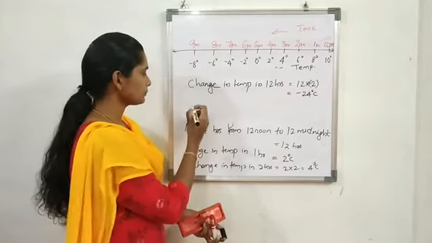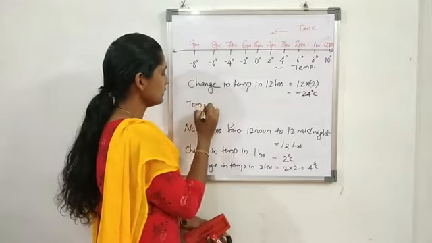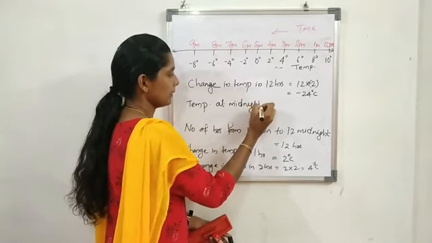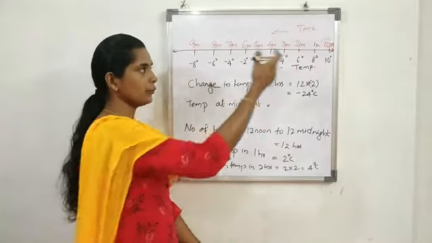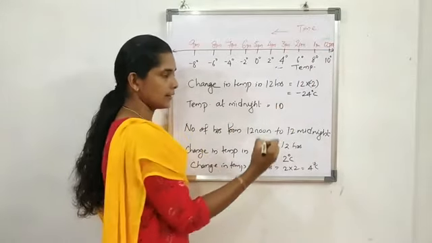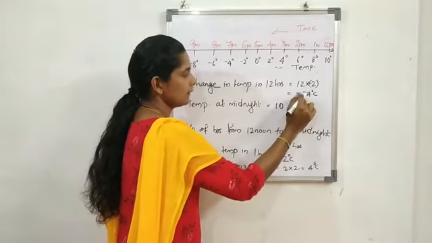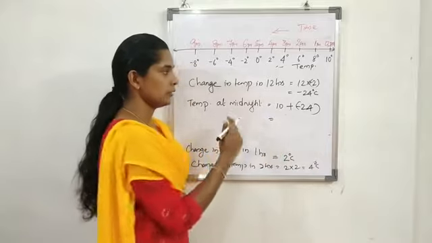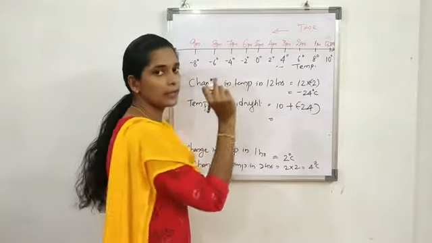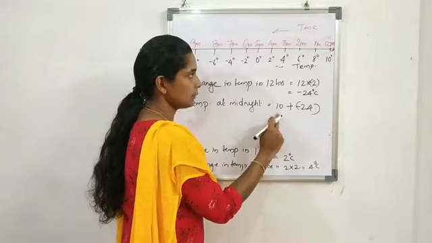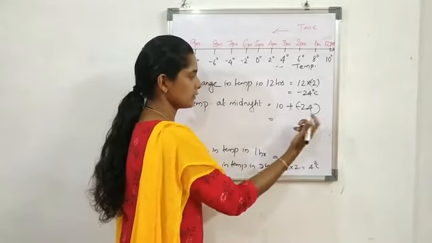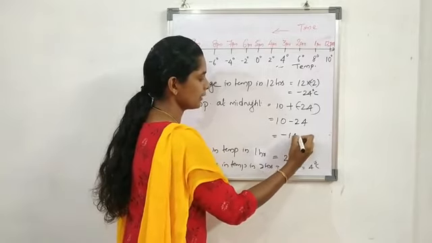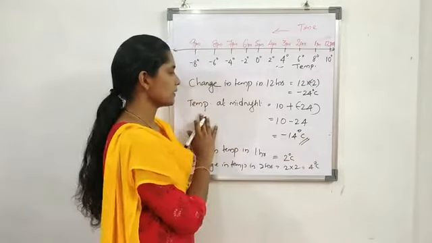Then we have to find the actual temperature at midnight, 12 o'clock. Okay. Temperature at midnight. First you know at noon it is 10 plus the change, minus 24. We have to add the change in 12 hours. The temperature changes by minus 24. Therefore, this is the temperature at 12 o'clock plus this change. That is 10 minus 24 is equal to minus 14 degrees Celsius. This is the temperature at midnight.